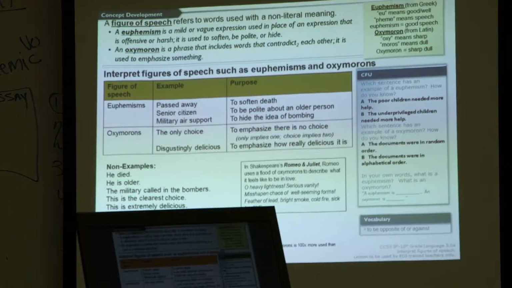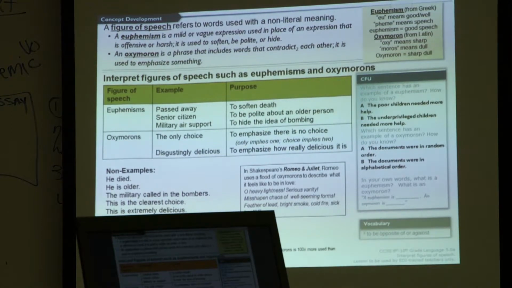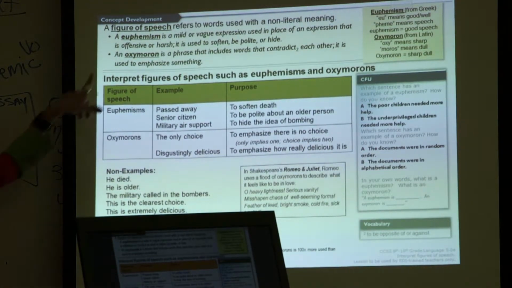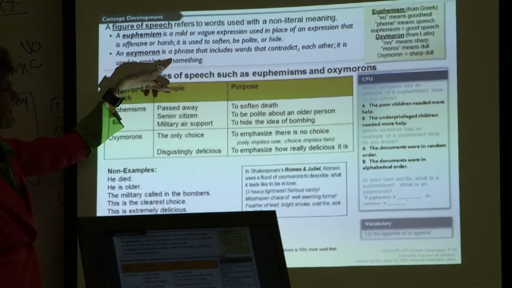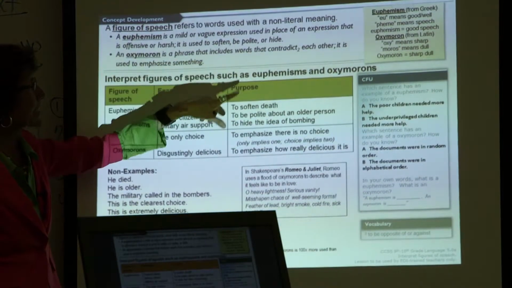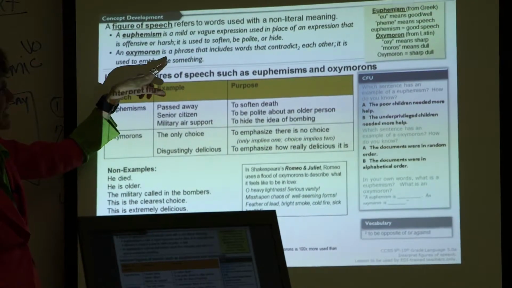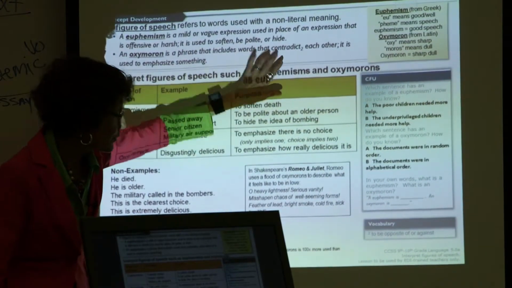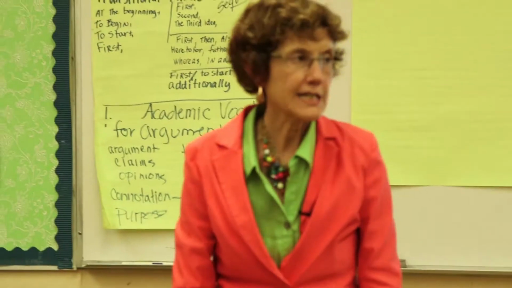You see, we are learning to read some of these words that are very, very difficult. So why don't we try it one more time? Let's read that. An oxymoron is a phrase that includes words that contradict each other. It is used to emphasize something. Let's take a look at this word, contradict. Contradict means to be the opposite.